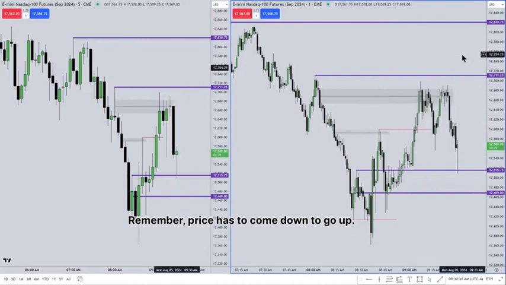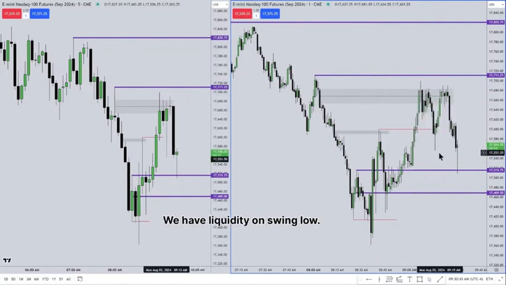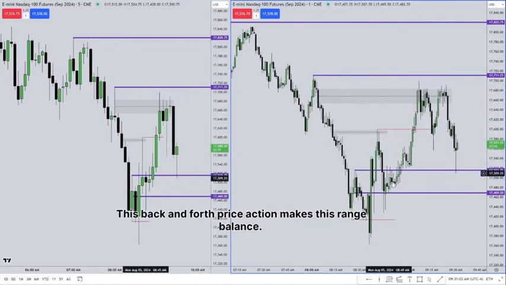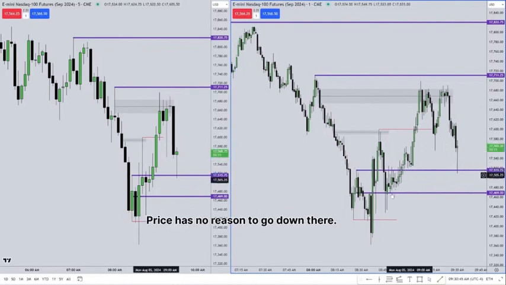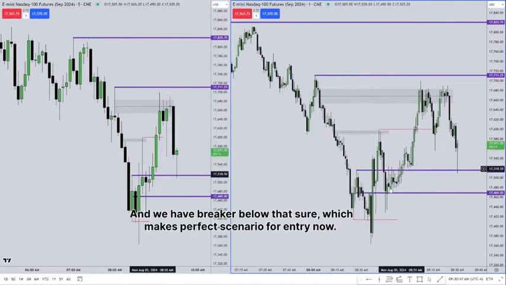Remember, price has to come down to go up. We have liquidity on the swing low. This back and forth price action makes this range balanced. Price has no reason to go down there. And we have a breaker below that, sure, which makes a perfect scenario for entry now.